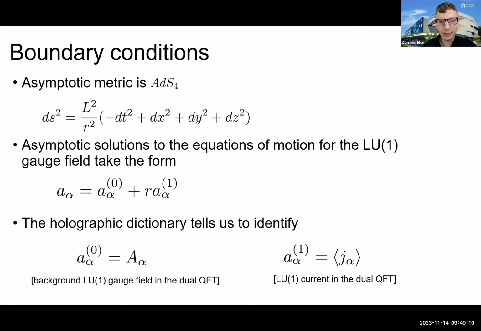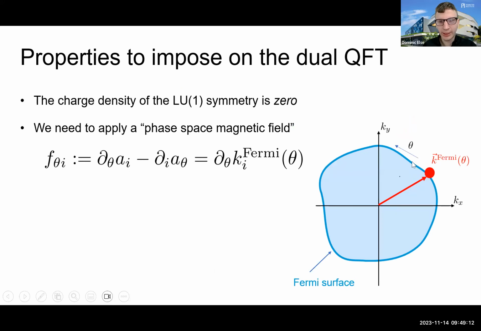Right. So we introduce the K Fermi, which enters the theory through this phase space magnetic field that we apply as a background to the dual quantum field theory, which translates to the boundary conditions for the gauge field on the gravitational side. So the K Fermi enters that way, and then once you have a K Fermi as a function of theta, that traces out a Fermi surface. Then you can define what you mean by the perpendicular and parallel.